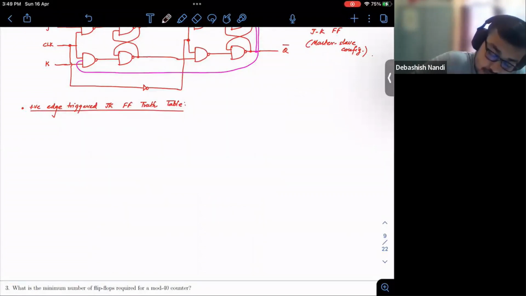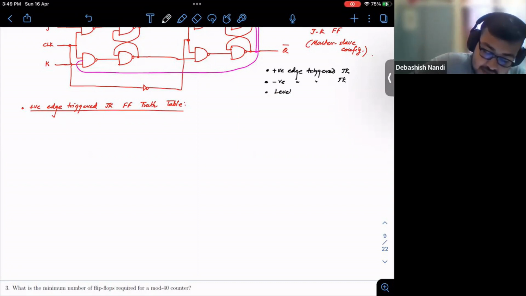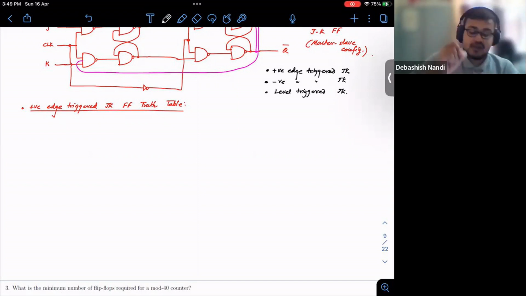You have positive edge triggered JK. You have negative edge triggered JK. You have level triggered JK. Okay. That means so far what have we seen? We have seen that whenever your clock is high, then you read the samples, right? But what do we want now?